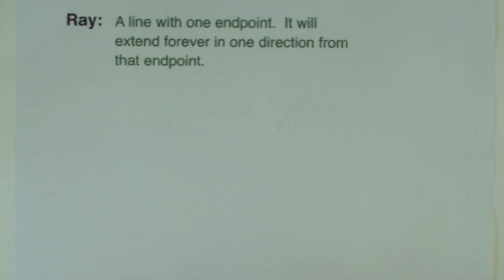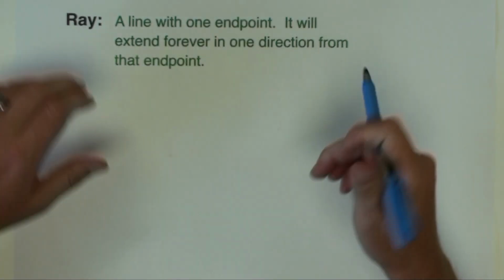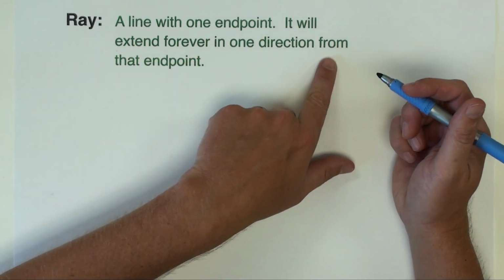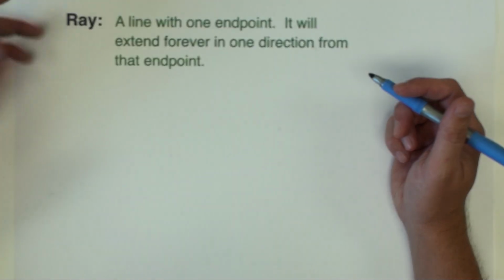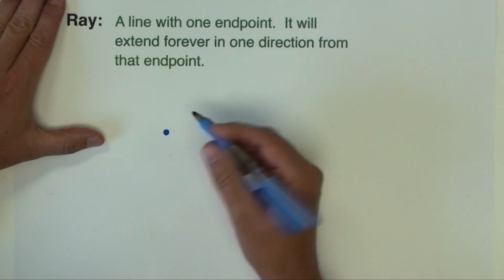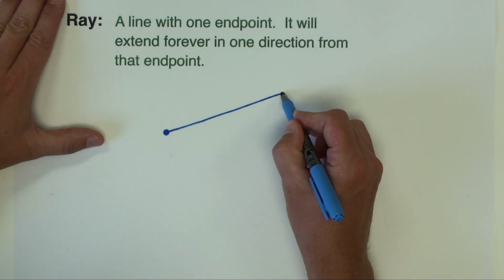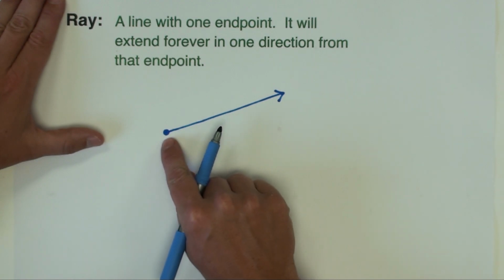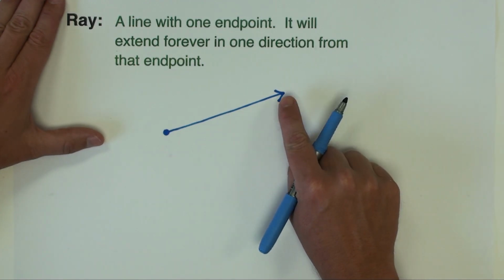Okay, the next term is a ray. A ray is a line that has one endpoint and it will extend forever in one direction from that endpoint. So a ray might look like this. There's an endpoint and then the arrow on the other end indicating that it stops on this point and it goes forever on this end, so without end over here.